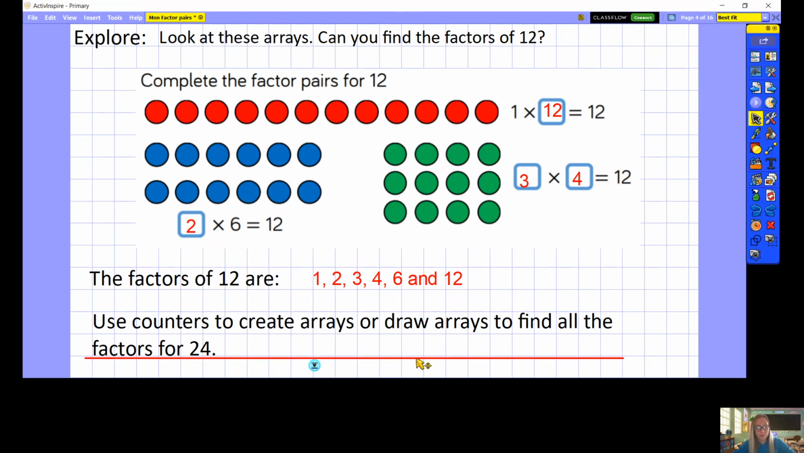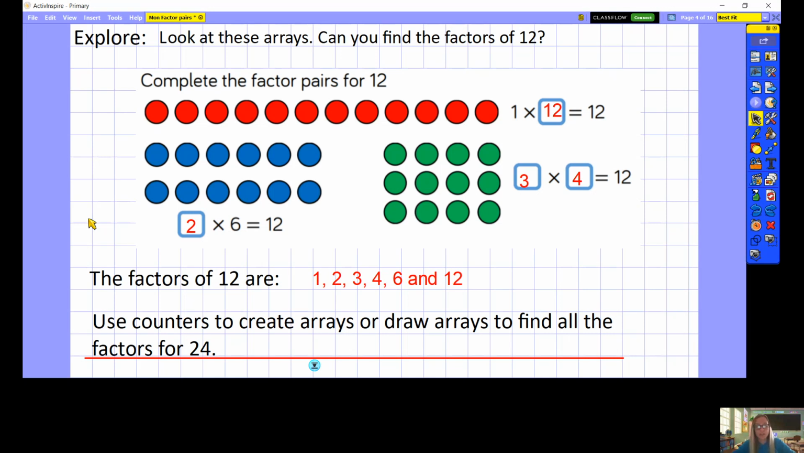Now we found the factors of 12, I wonder if you could use counters or draw arrays to find all the factors for 24. So how many different arrays can you draw for 24? How many different ways can you arrange counters for 24? If you don't have counters, you could use coins to help you, or anything that you've got in your home that you could use to make an array.